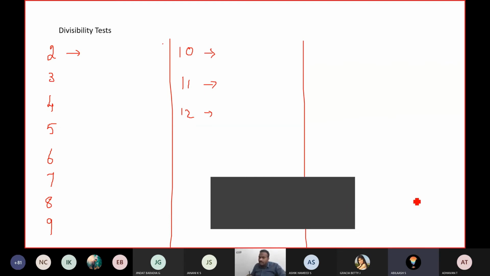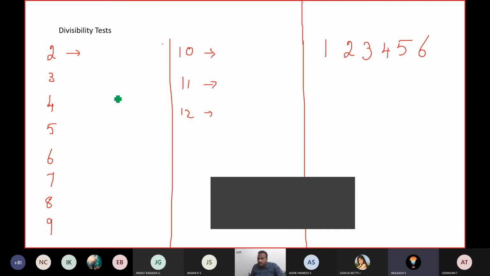Okay, guys, let's say, for example, I'll take a common number for all. Let's take 1, 2, 3, 4, 5, 6. So this is a 6-digit number. My first question: is this number divisible by 2? Very simple question. Is this number divisible by 2?